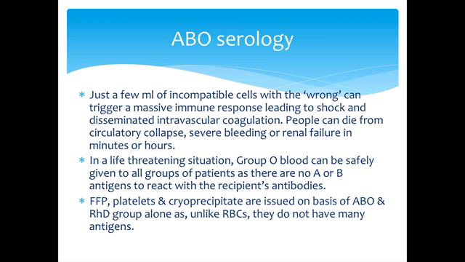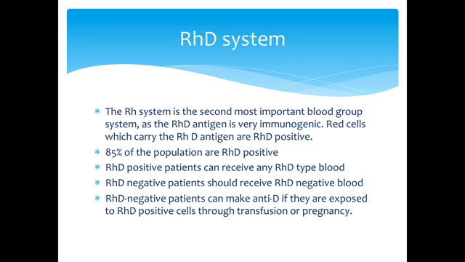FFP, platelets and cryoprecipitate are issued on the basis of ABO and Rhesus D group. And unlike red blood cells, they don't have many antigens. Now, the Rhesus D system is something that you'll come across in your obs and gynae placement. And it's the second most important blood grouping system because the Rhesus D antigen is really immunogenic. So red blood cells which carry the Rhesus D antigen are Rhesus D positive, and 85% of the population have these cells. Now, these patients can receive any type of Rhesus blood.